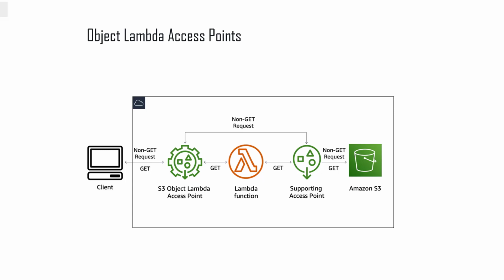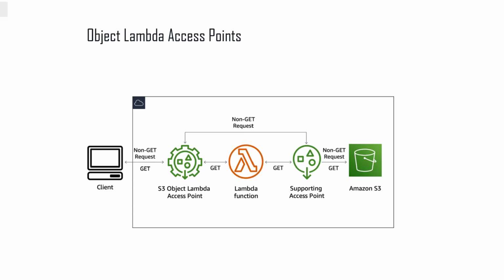Now, what is the use of a lambda access point? Using lambda access point, you can actually transform the data that you get from the S3 access point and convert it into something that would be more appropriate or more useful. In this particular example, I will have an S3 bucket that has CSV data, and that CSV data will be transformed into a JSON object using the lambda function. So this is a very common use case.